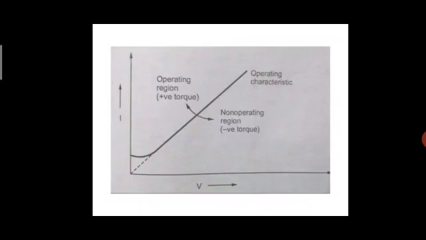Observe the graph. X-axis and y-axis. We can take the voltage and current. See the operating region. It is the positive region. This is the operating region. Below is the non-operating region. So negative torque. Characteristics: operating characteristics. Straight line is operating characteristics.